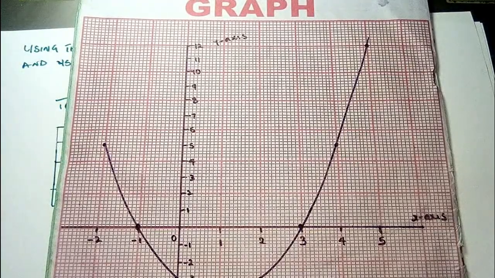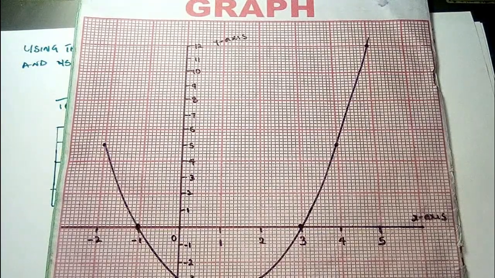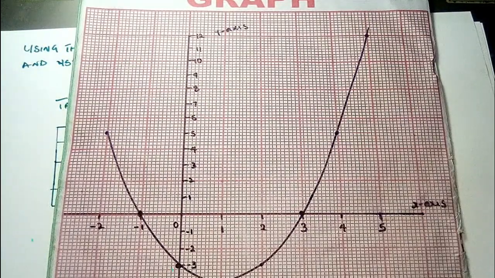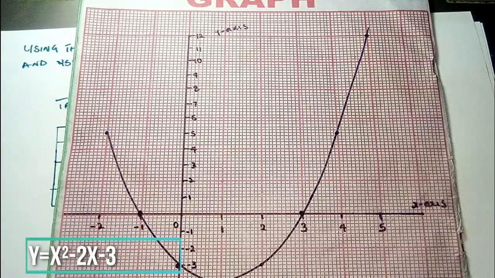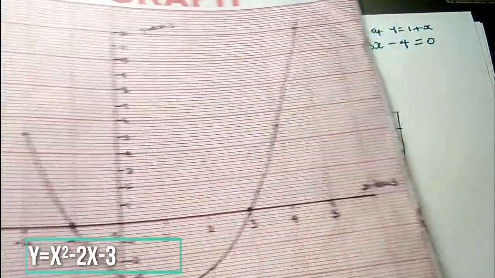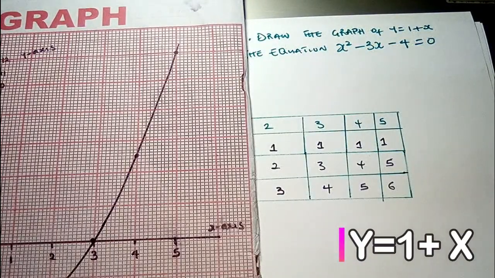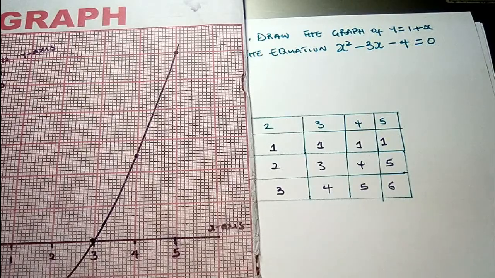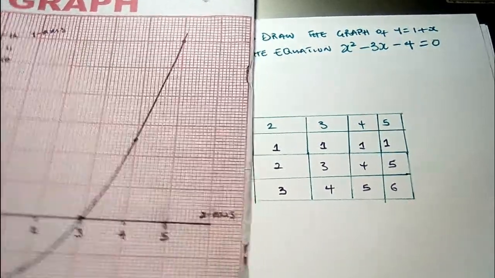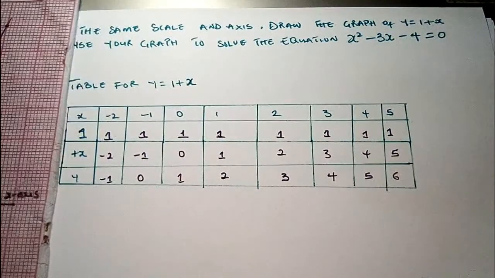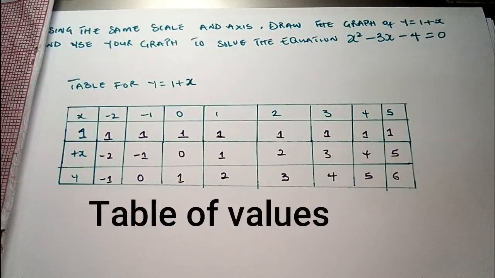First, when we started this video on graphs, we drew the curve of y equals x squared minus 2x minus 3. But now the question wants us to draw the graph of y equals 1 plus x. The first thing you need to do when you have a question like this is to understand that, like we said, it's a linear graph, and that you're going to create a table of values for this linear graph.